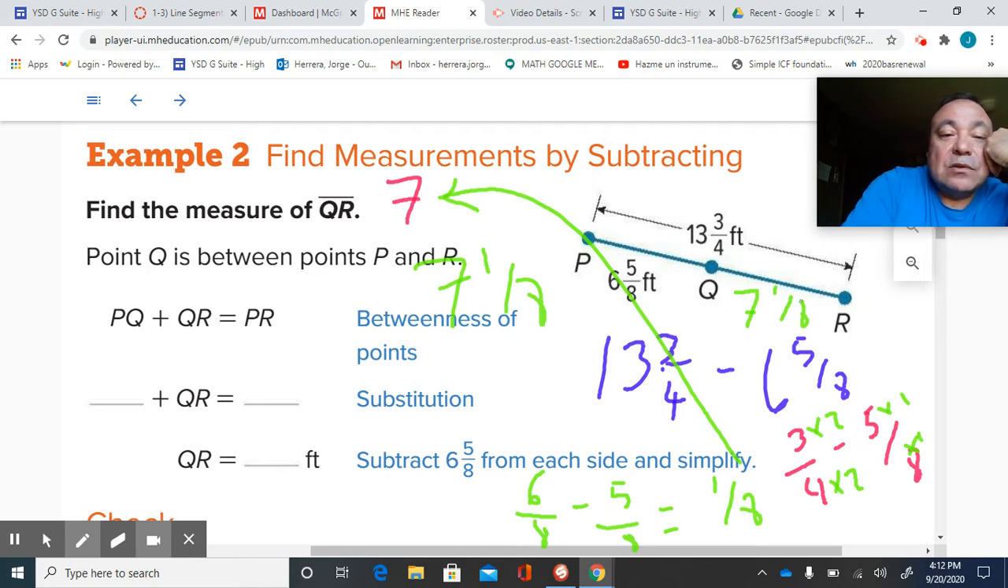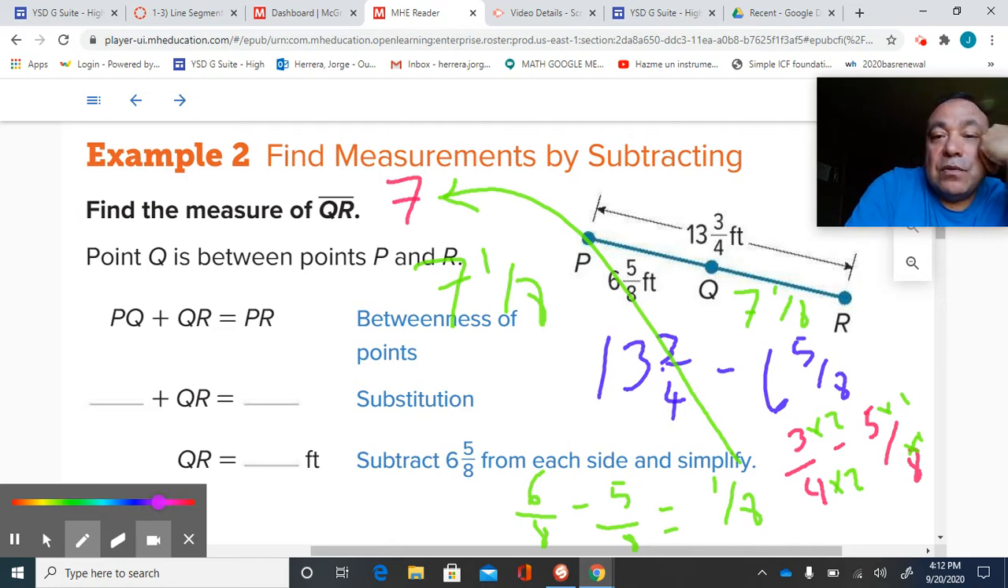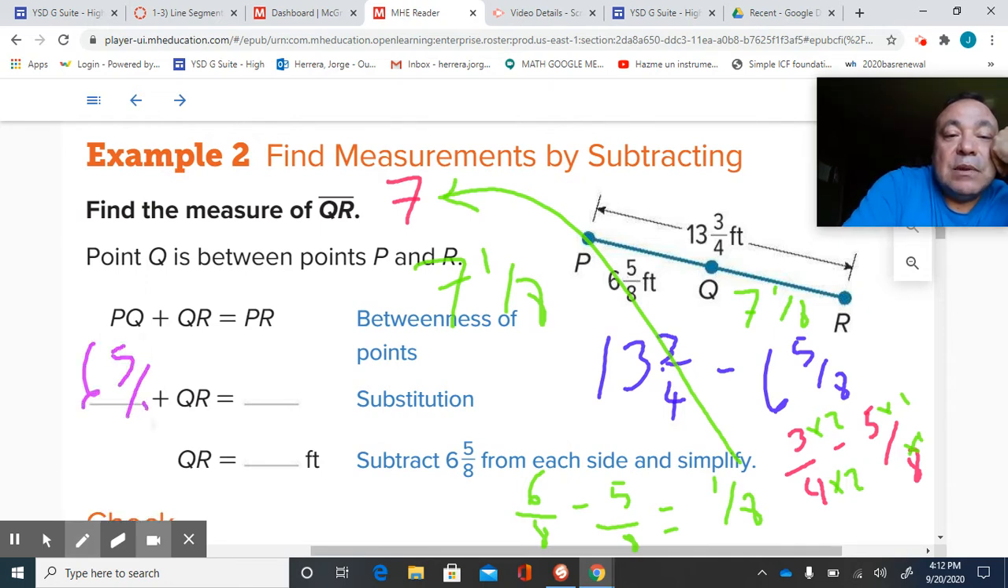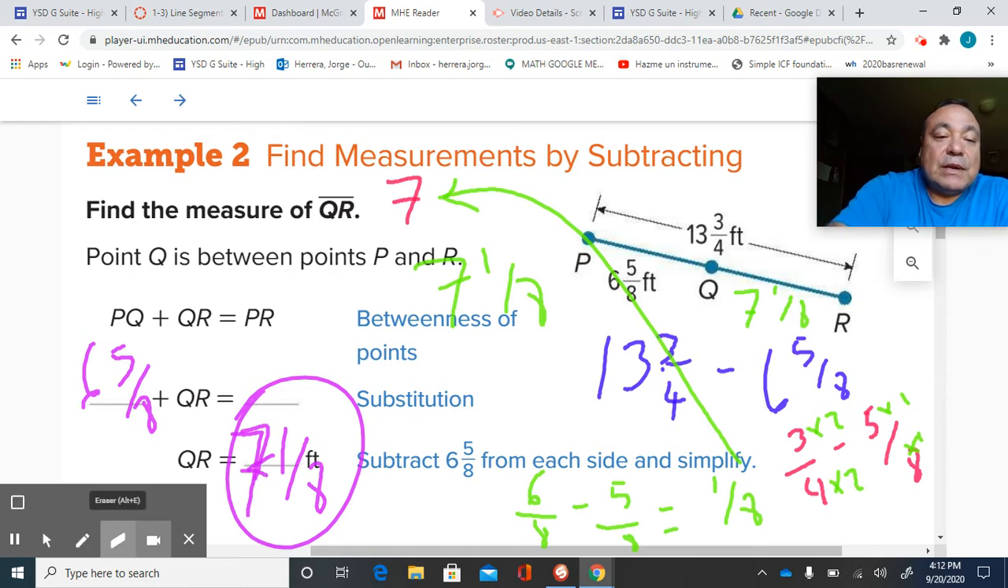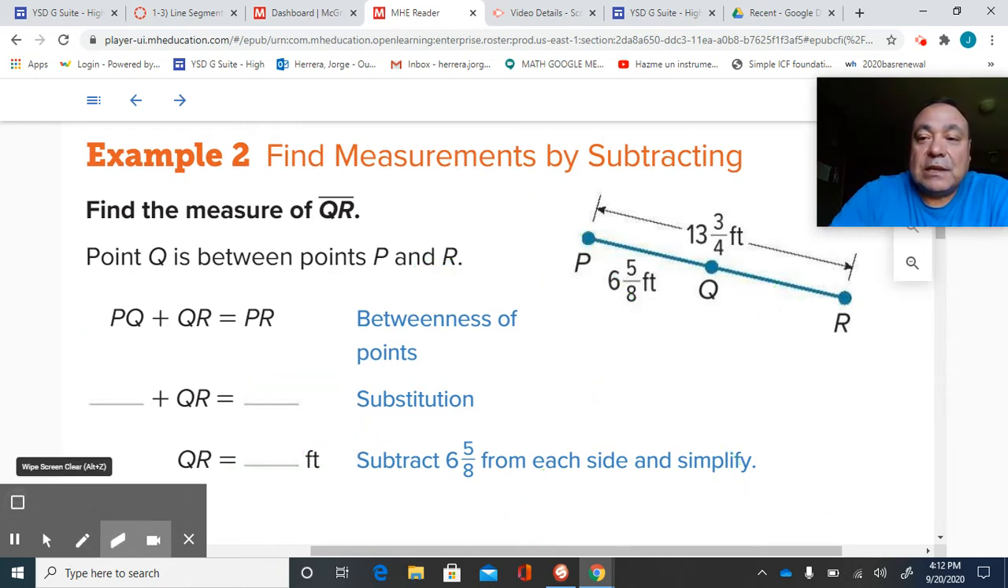So we had at the beginning, just to fill this out real quick, this would have been PQ. PQ would have been 6 and 5/8 plus QR. Therefore, QR would be 7 and 1/8. Okay, and this would be like a big 7. That's after we did that work, guys. So let me erase that and let's do one from scratch completely.